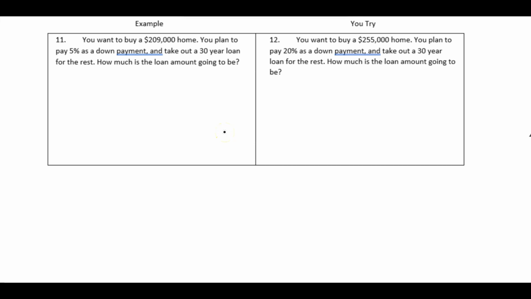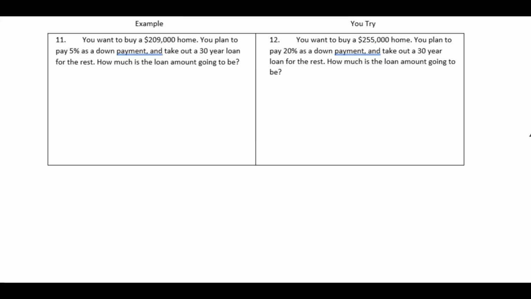Let's take a look at the extra work that's required if you make a down payment on your loan. So in this case, you want to buy a $209,000 house, and you plan to pay 5% down payment. The remaining is what you would borrow from the bank. How much is the loan amount going to be?